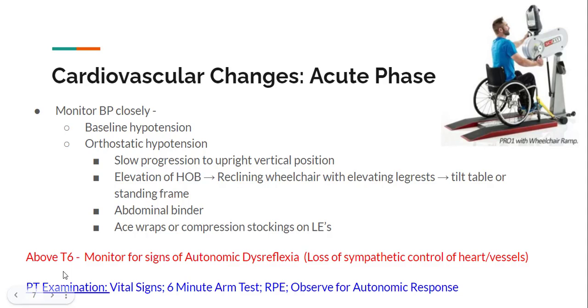In our exam, we can look at things, of course, like vital signs, but something that we're more familiar with, the 6-minute walk test, we might do a 6-minute arm bike test, which I have an upper extremity ergometer pictured up in the top right corner. We can also use things like a rate of perceived exertion for whatever tasks we're doing, if we're doing mobility tasks or anything like that. And we're also observing for autonomic responses.